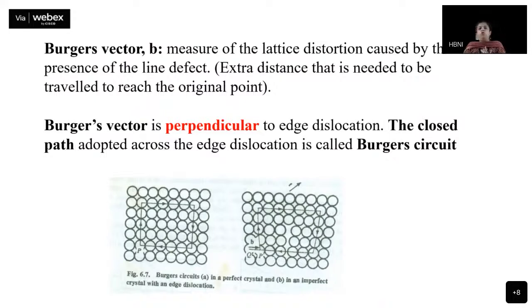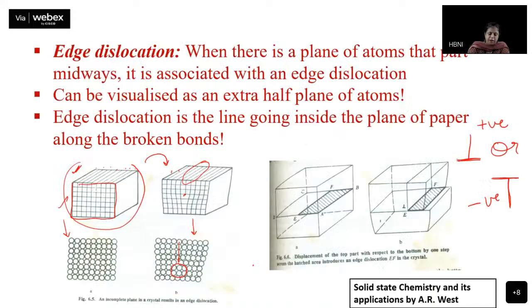Then how do I quantify this edge dislocation? How much has it dislocated, how much deformation has happened? What is the quantifying term that I give to it? That is defined by something called Burgers vector, and it is denoted by B. Now, how do I define the Burgers vector? Coming back to again this particular figure that we just talked about.